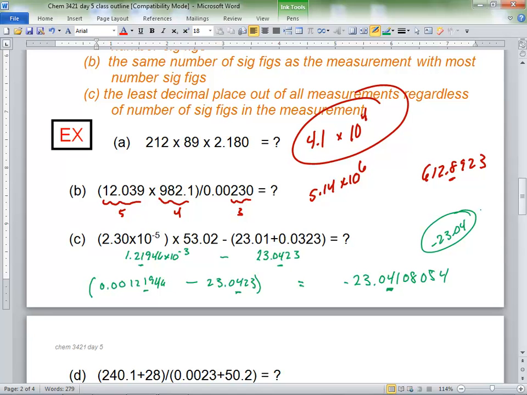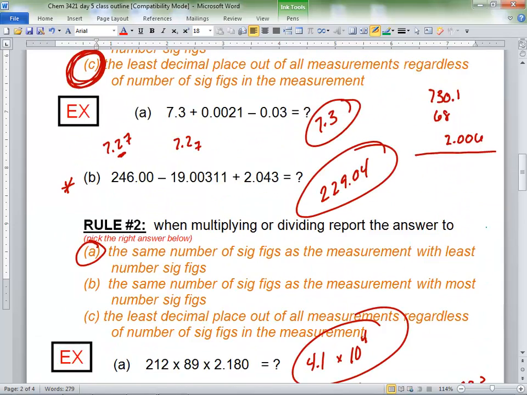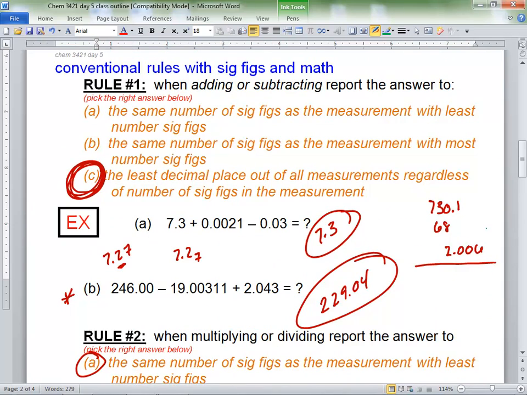So you follow the rule for the addition. You have to, because at the very last step it's subtraction. So you follow the rule for the last part of the equation. Did that make sense? You follow this rule for the last step.